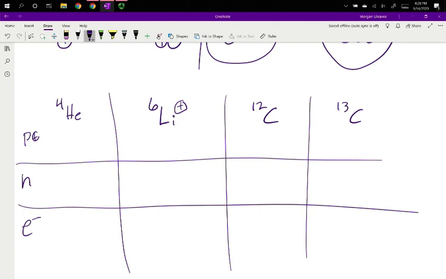Alright, if you gave it a shot, let's look. To be helium means I must have 2 protons. So 2 of my 4 things in my nucleus are taken up by protons. Well, there were 4 total things. 2 of them were protons, so there are 2 left over. My neutrons must be 2.